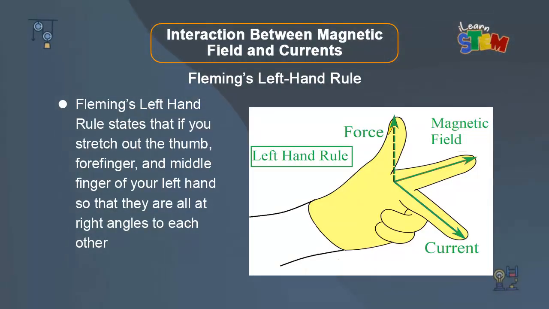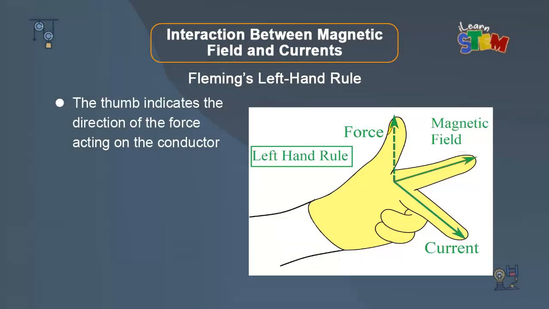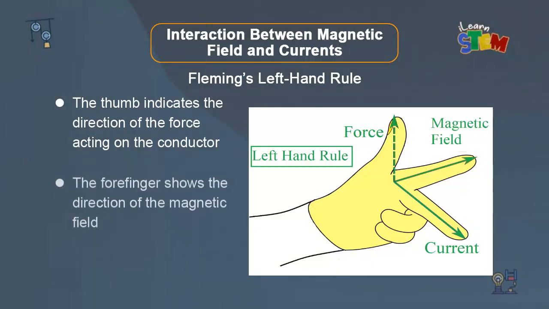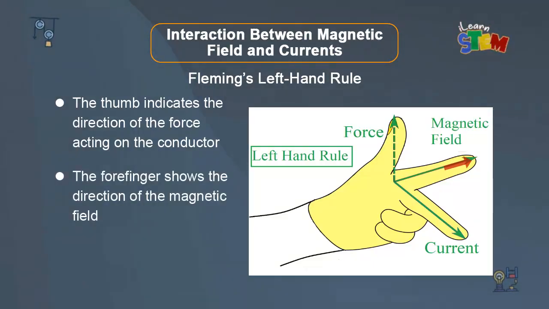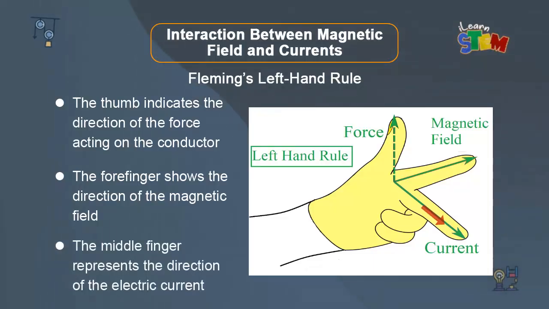On the other hand, Fleming's left-hand rule states that if you stretch out the thumb, forefinger, and middle finger of your left hand so that they are all at right angles to each other, then the thumb indicates the direction of the force or motion acting on the conductor. The forefinger shows the direction of the magnetic field, and the middle finger represents the direction of the electric current.